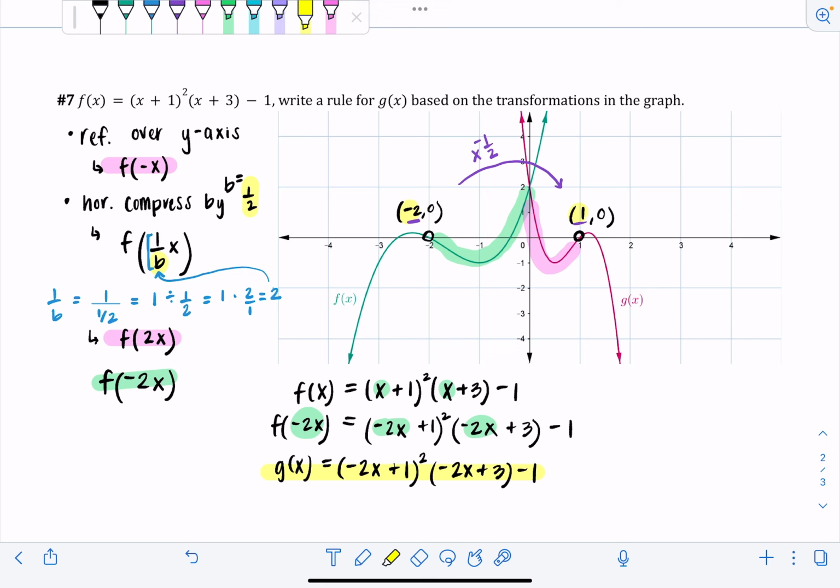Like I said, horizontal compressions and stretches are funky because they are the opposite of what they look like. It's honestly like the horizontal translations as well, because that was the one where we had to flip the sign to see which direction we would be going. So give yourself patience, and just know that they take a lot of practice.